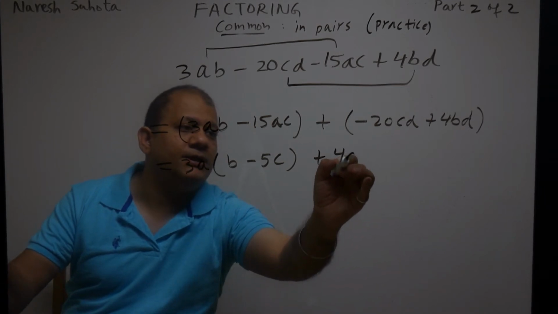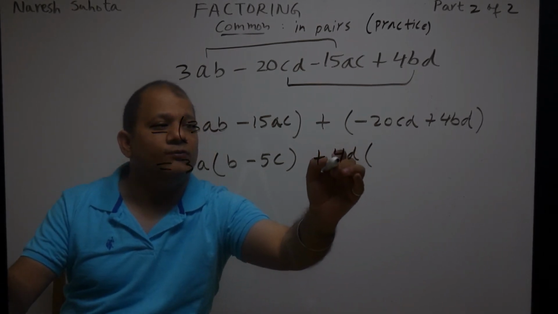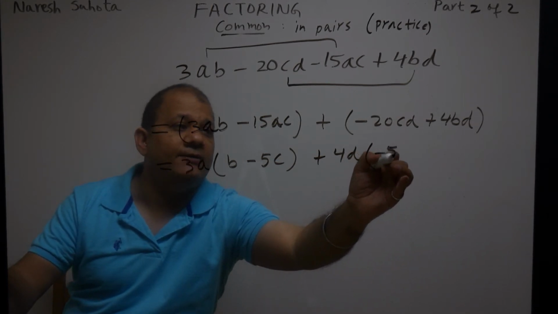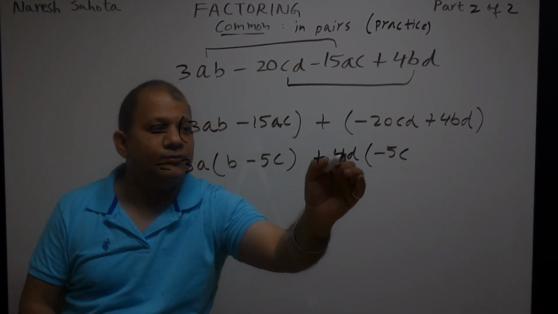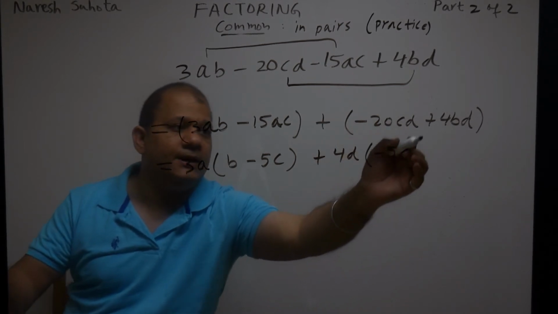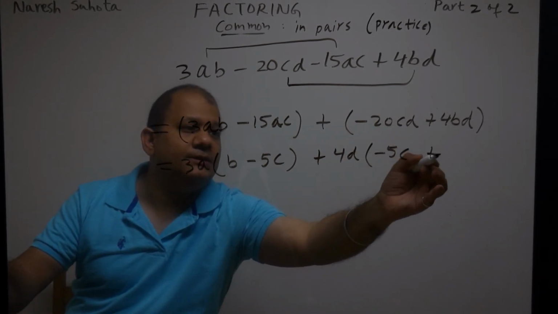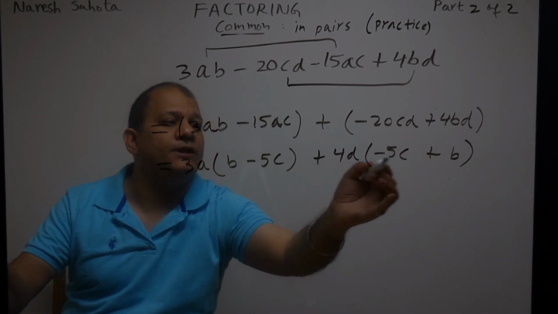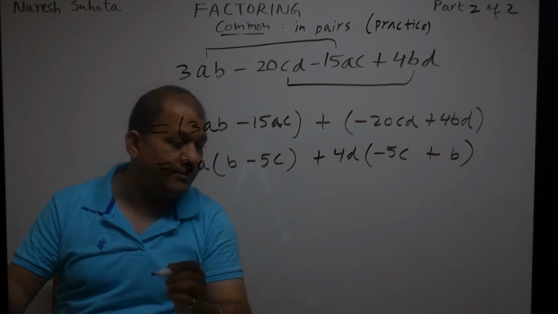And the letter that's common is D. So 4D times what will give me negative 20CD? So it'll be negative 5C. Right? So 4 times negative 5 is negative 20. D times C is CD or DC. And then the last one is plus, missing a factor of B. 4D times B will give me 4BD.